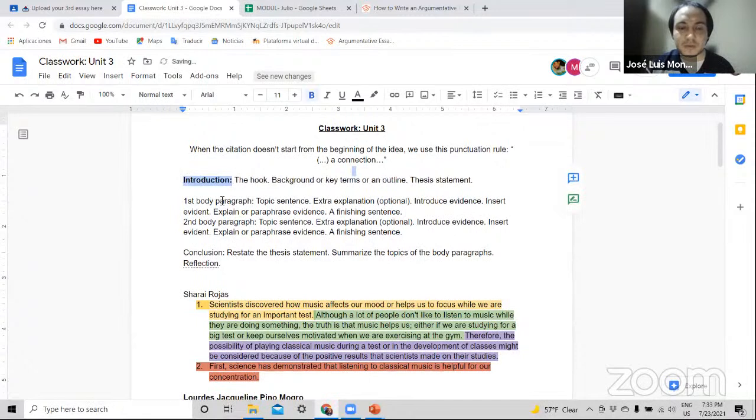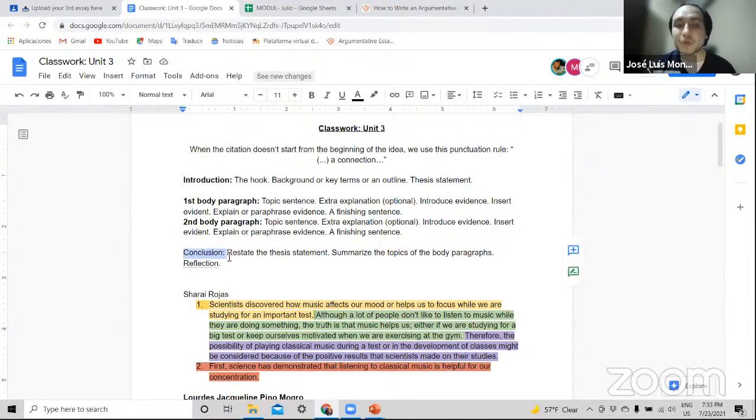Then you have the first body paragraph. What you need in the first body paragraph is the topic sentence, the extra explanation that is optional, introduce your evidence, insert the evidence, explain or paraphrase the evidence, and a finishing sentence. You need exactly the same for the second body paragraph, right? Remember, please, the conclusion for the body paragraphs is not what we're doing now, because it's too complex. We need something simple for the conclusion of the body paragraph.